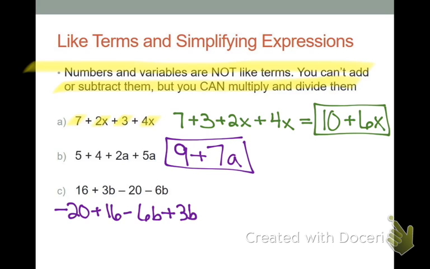Okay? So negative 20 plus 16. Use your positive negative rules. What do you get? Negative 4. Did you get negative 4? Yes. Okay. And then negative 6b plus 3b is what? Negative 3b. Who got it right? Now that one was a little harder.